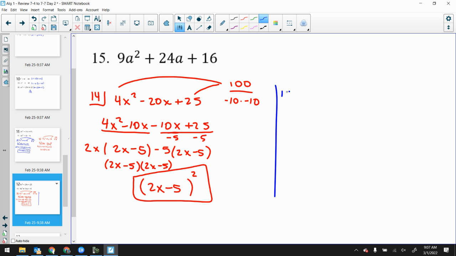All right, number 15 here. We've got 9a squared plus 24a plus 16. All right, Ella, you got this one. What am I going to find the factors of? 144.